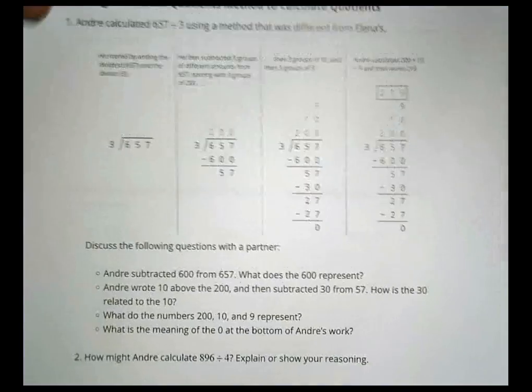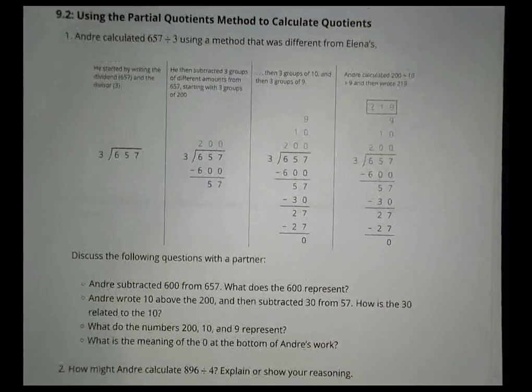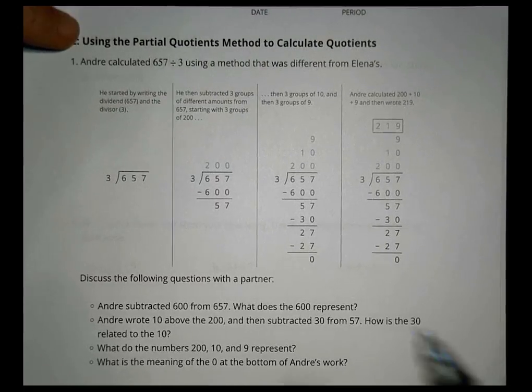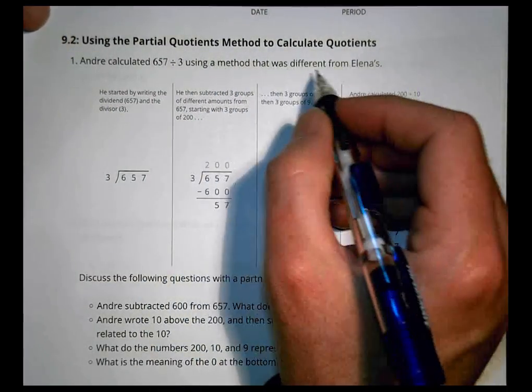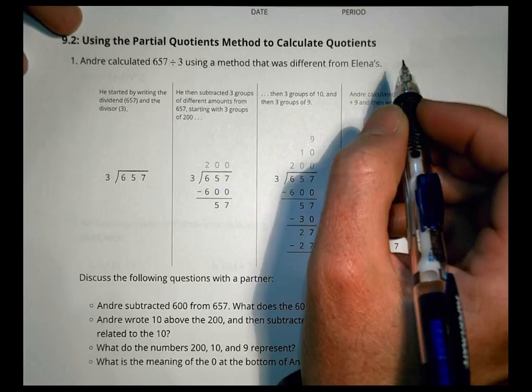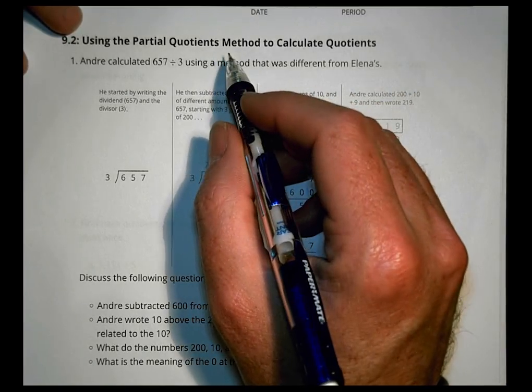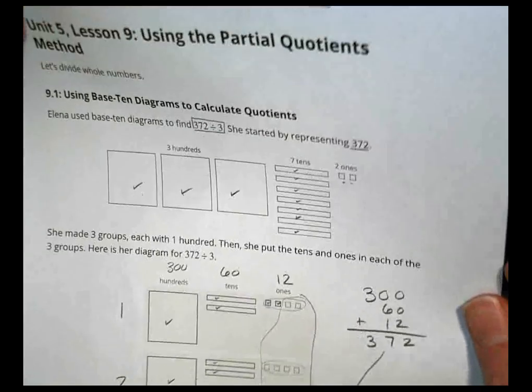Let's take a look at how we use what are called partial quotients. It says here that Andre calculated 657 divided by 3 using a method that was different from Elena's. Okay, so Elena would have done 657 and would have had a different kind of thing. So Elena's method for 657 would look something like this. Okay, so here's a picture of Elena.